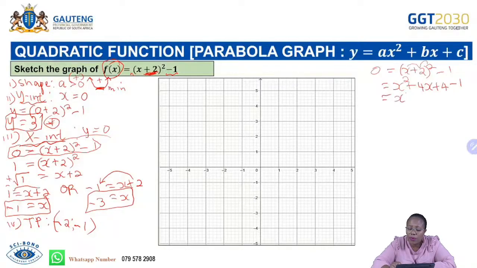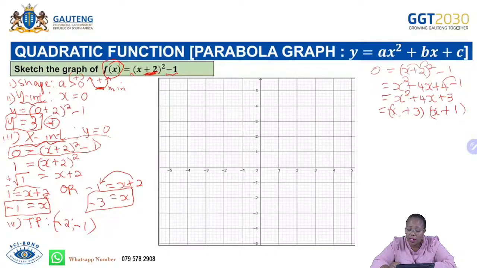So they will end up with x squared plus 4x. 4 minus 1 is 3. Then it will be plus 3. And then from there now, they will be factorizing this, looking for the factors of 3. When you add, they give you 4. That will be 3 and 1, both positive.